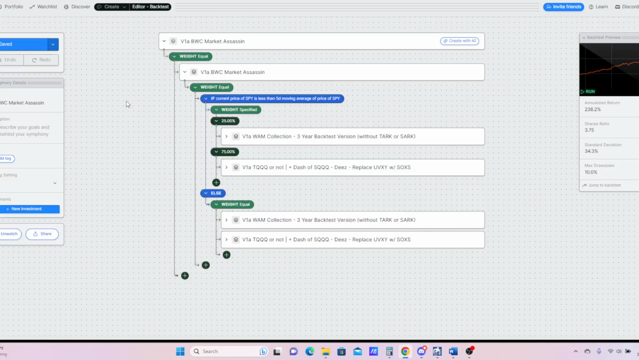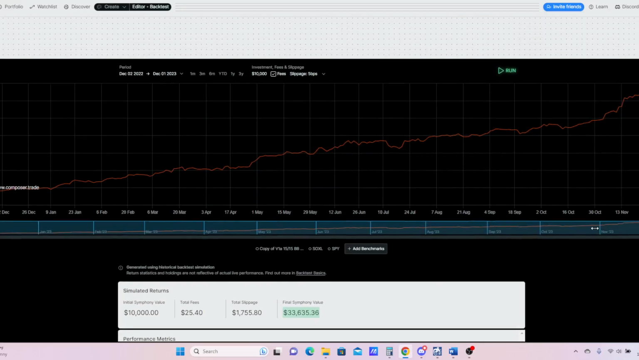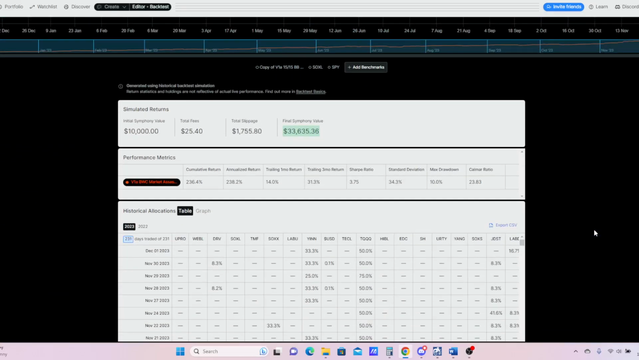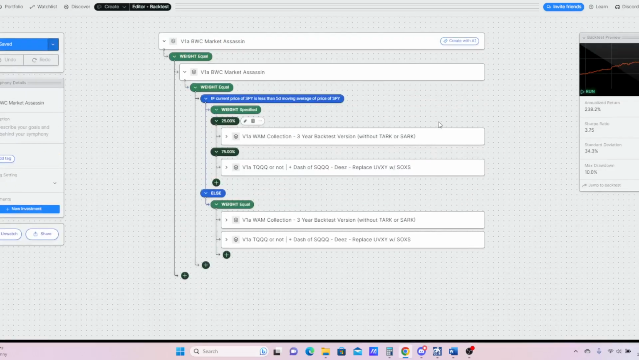This was one of the first ones that Rogan posted that he made. Version 1 alpha of BWC Market Assassin. You guys familiar with this one? This one's pretty solid as well. It looks pretty simple. Basically it's just a mix of two symphonies: WHAM 3-year backtest and then TQQQ or not. That's pretty much all that's in it.